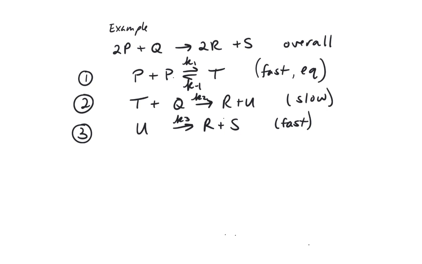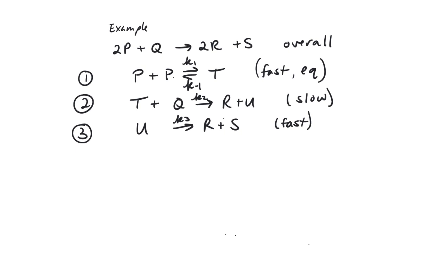For step 2, we're going to have the T that's produced in the first step combining with Q to form R plus U, and we'll have a rate constant of k2. Our second step was the slow step. Then in our third step, we have another fast step, and we have U produced in the second step reacting to form R plus S. So if we add up all of these equations, we're going to end up with our overall chemical equation, and you can verify that.